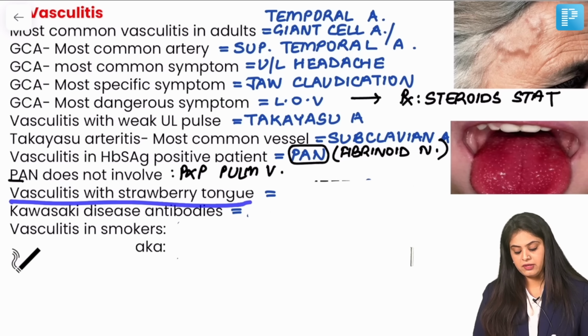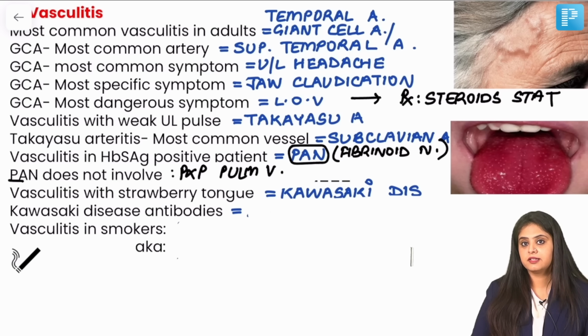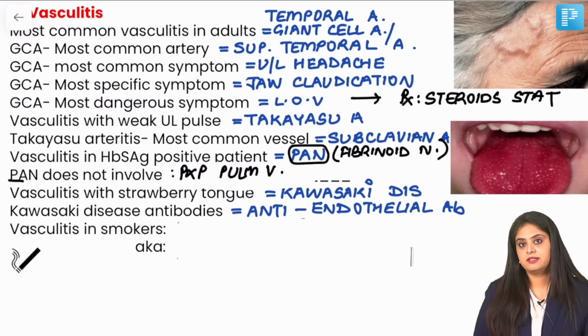Next one, which is the vasculitis with strawberry tongue, easy question, Kawasaki disease, but they will ask you, why does Kawasaki occur? What are the antibodies for Kawasaki? And that is anti-endothelial cell antibodies.